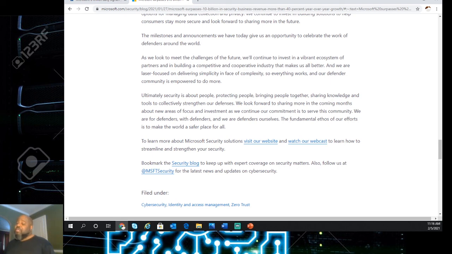Once again, just surprised they made $10 billion. I just never think of Microsoft and security at that high level.